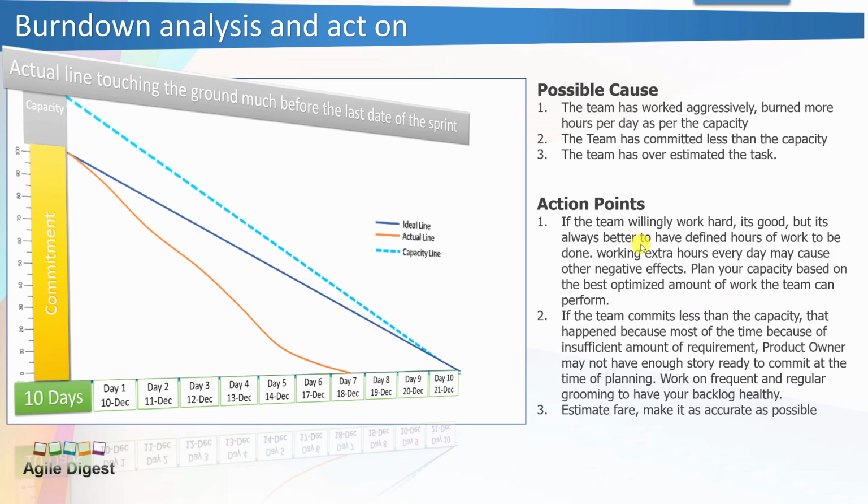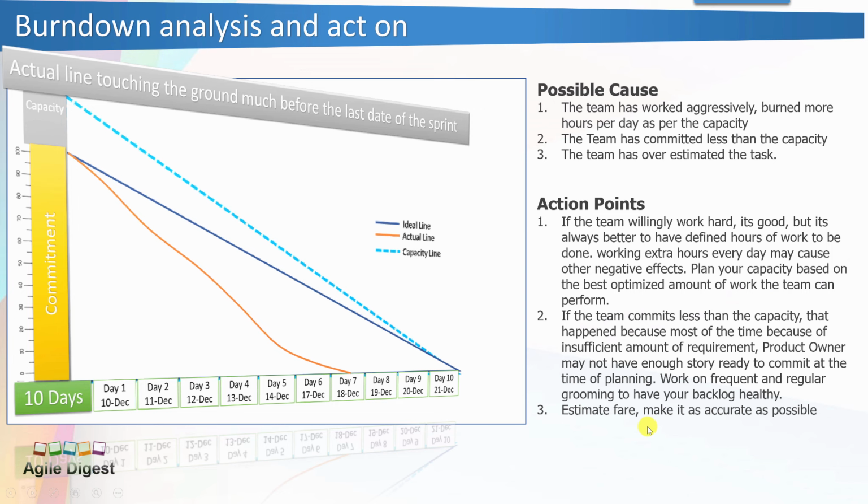If the team commits less than the capacity, that happens because of an insufficient amount of requirements or your backlog readiness. The stories are not ready. The product owner may not have enough stories ready to commit at the time of planning. So work on frequent and regular grooming to keep your backlog healthy, so that you can optimize and use your capacity, and you will not face this issue.